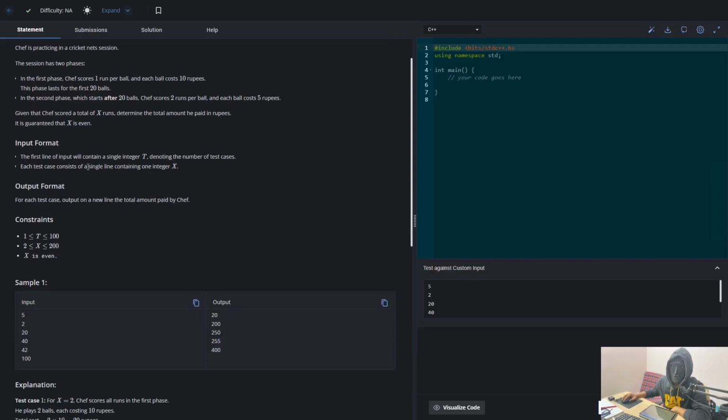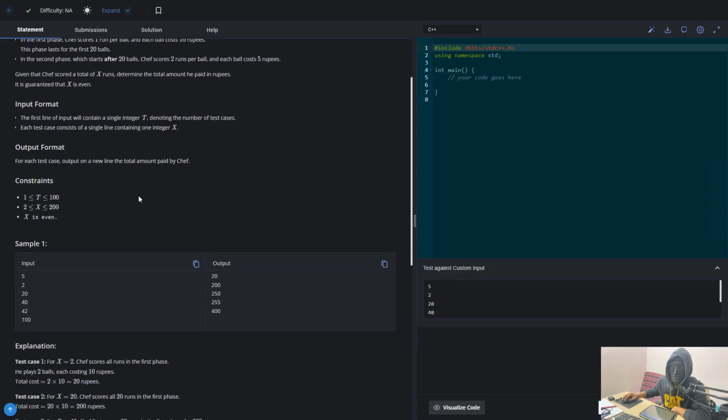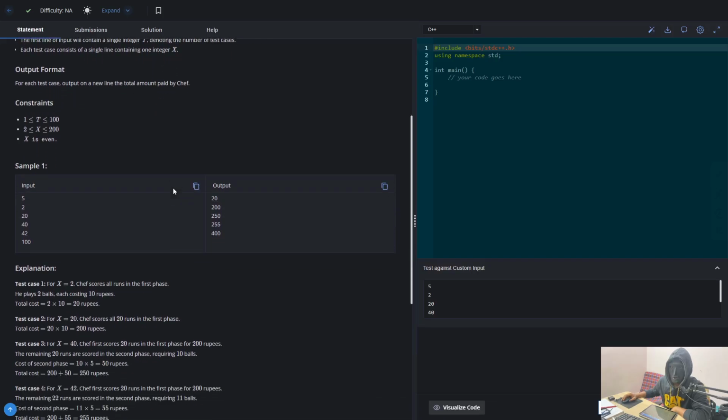So let's see the input. We have test cases. For every test case we have one integer X, which denotes the score of the Chef. So we need to print the amount he paid in order to score this many runs. They've given certain test cases, so let's try to understand.